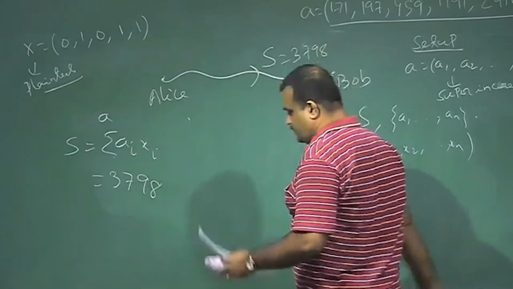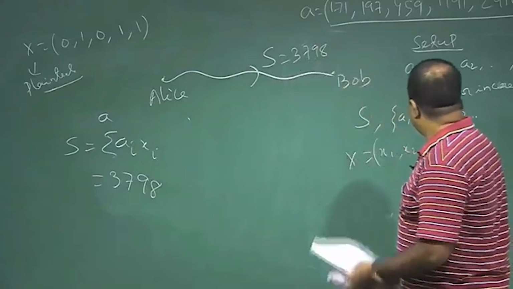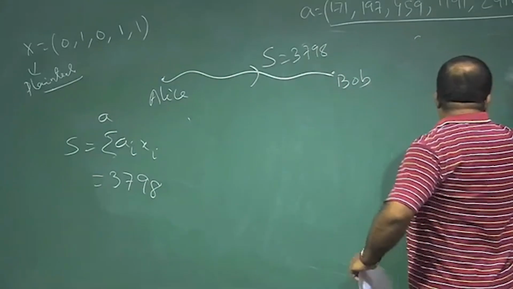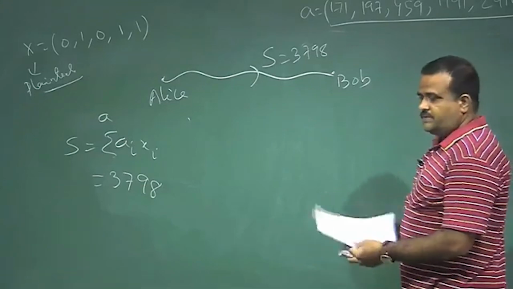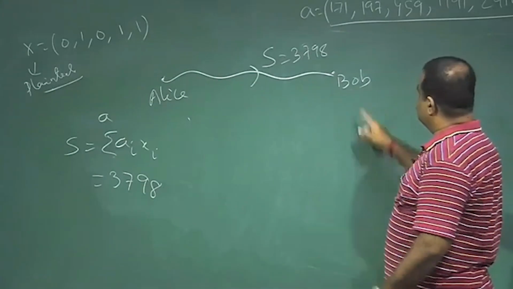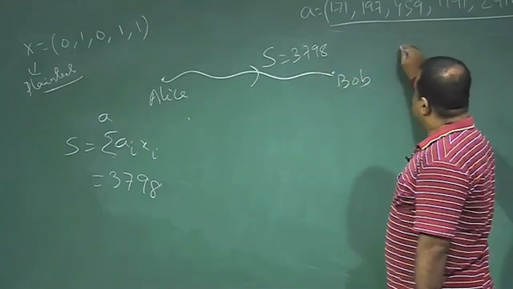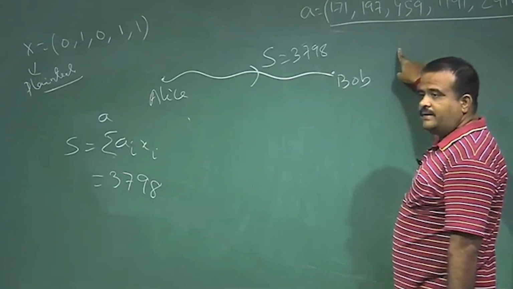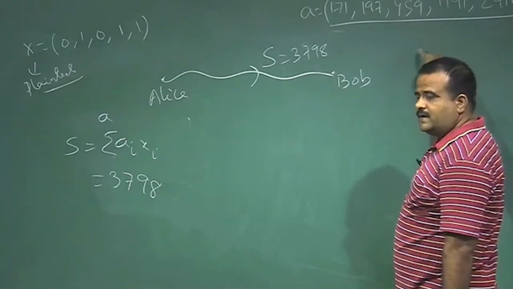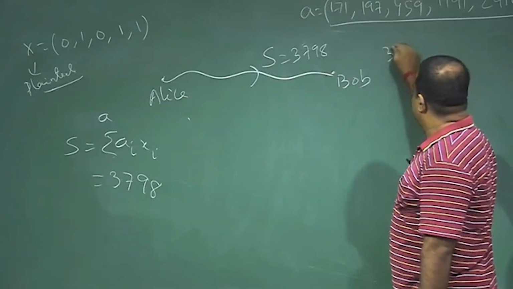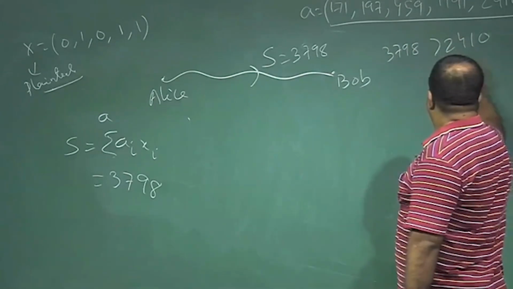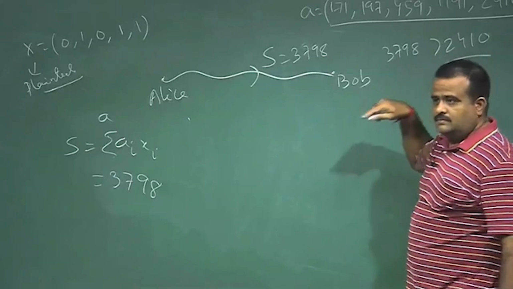3798 Alice is sending to Bob. Now what will Bob do? Bob has to apply the algorithm which we have discussed, that super increasing algorithm. So in that loop, i goes from n down to 1. So 3798 is greater than 2410. We are applying that algorithm which we have discussed.